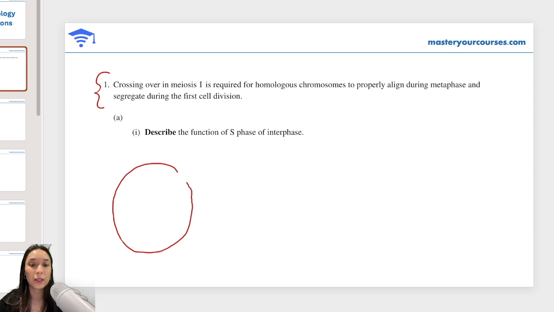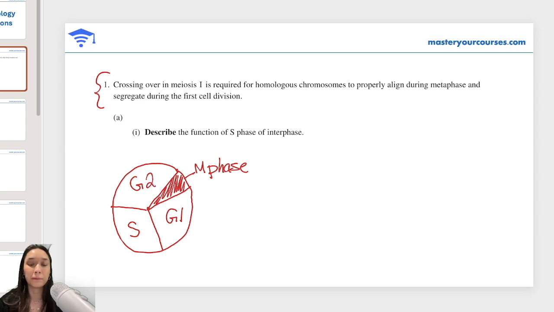So this is the entire cell cycle. You have a sliver of it that is for meiosis, or what's known as the M phase. So this is the actual division phase here. So within the M phase, you have prophase, metaphase, anaphase, telophase. And then after that, you have your G1 phase, which is your first growth phase. And then you have the S phase here. And then you have the G2 phase here.